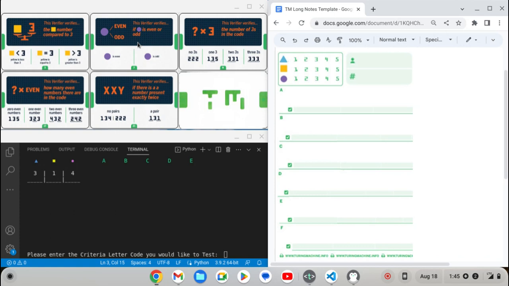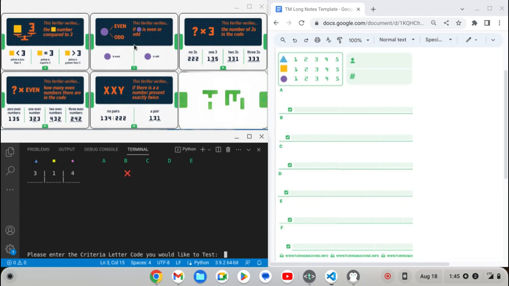So the first thing I want to do is test criteria card B. I want to know a little bit about that last digit. Okay, so in this case, the Turing machine does not approve of my choice. Notice that I did choose an even 4. The Turing machine does not approve of that.